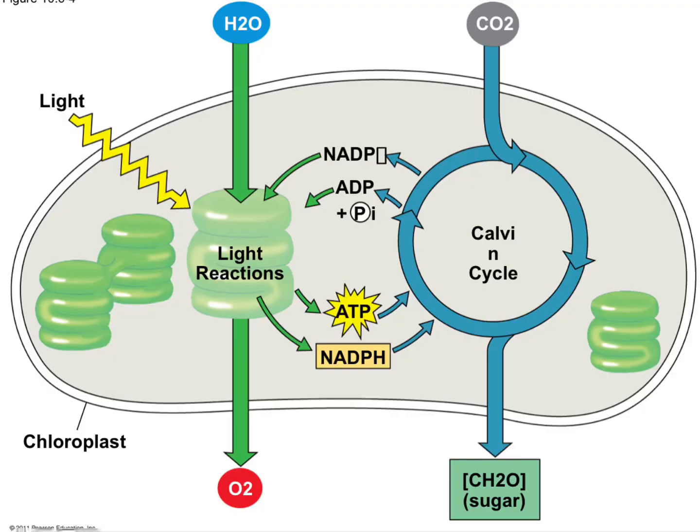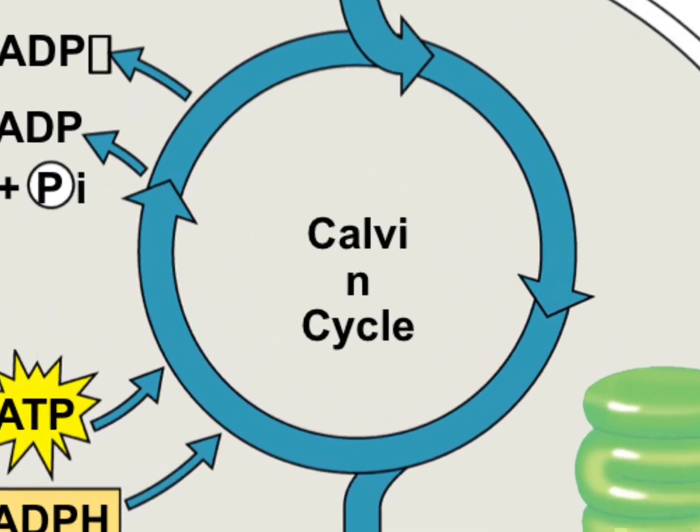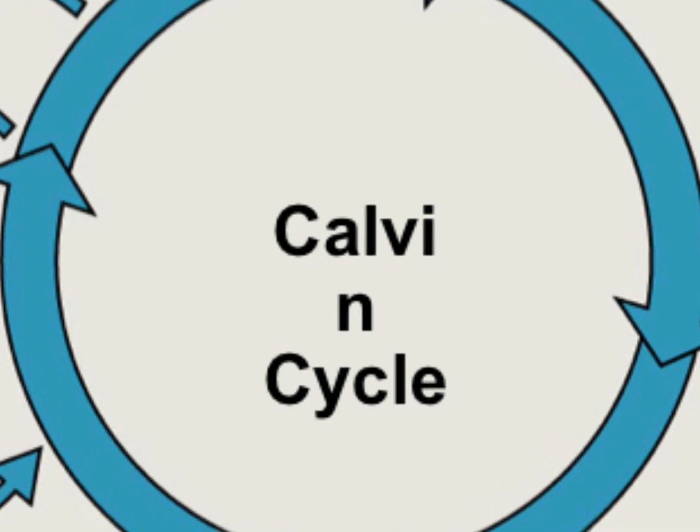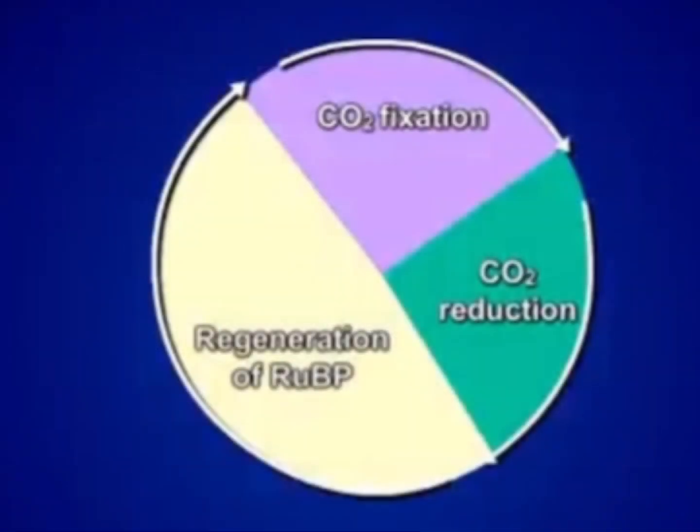The reaction uses the ATP and NADPH produced by the light reactions to convert the CO2 to carbohydrates. Let's zoom in on the Calvin cycle to take a closer look. The Calvin cycle can be divided into three phases: carbon dioxide fixation, carbon dioxide reduction, and regeneration of RuBP.